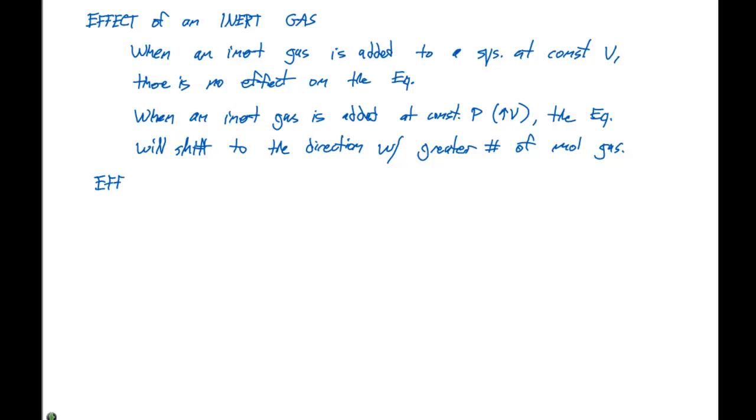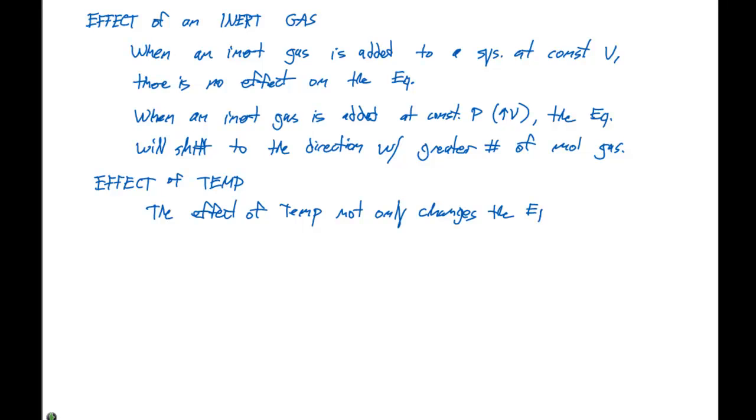How about temperature? Unlike earlier effects, the effect of temperature not only changes the equilibrium position, but it will also change our equilibrium constant K, because K depends on temperature.